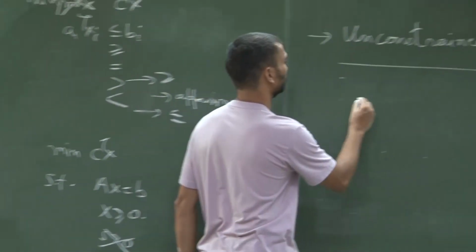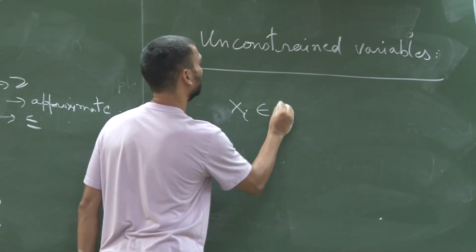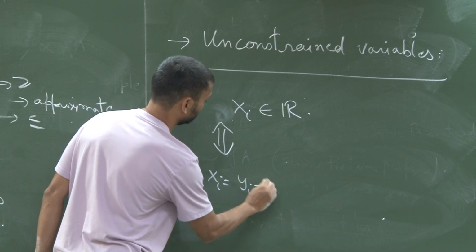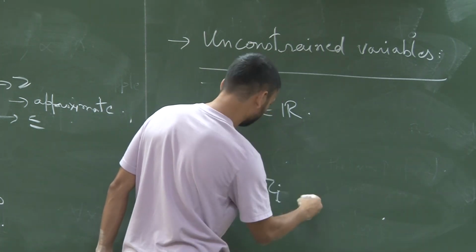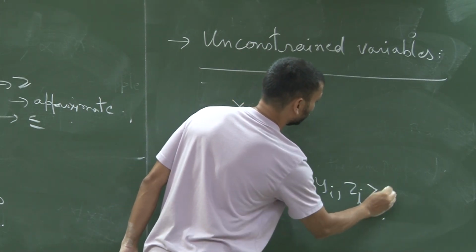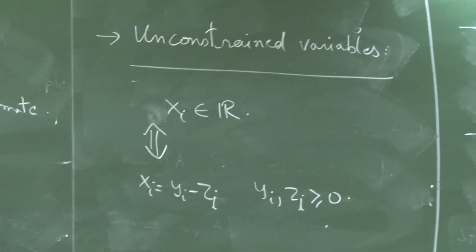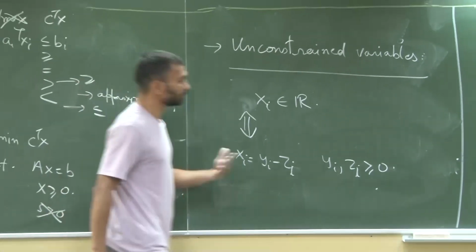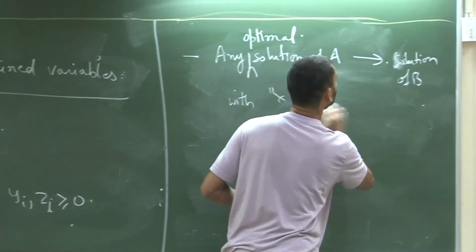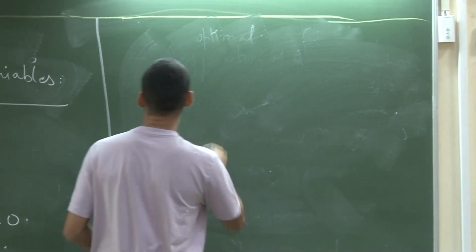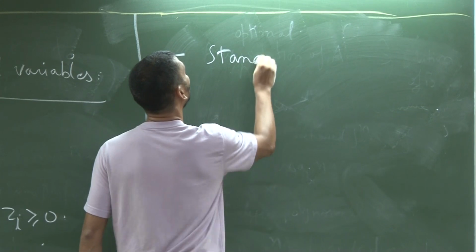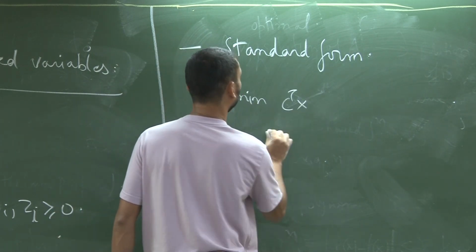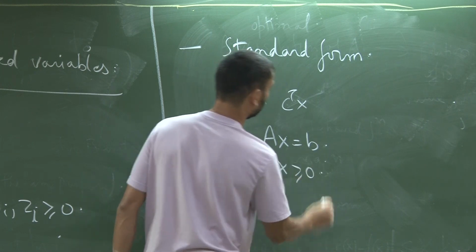Very nice, yes. So the idea is, if you have an unconstrained variable, let's say this is an R, you can switch this to... okay, clear? So now, given these small tips and tricks, it turns out we can always assume that our linear programs are in this fashion.